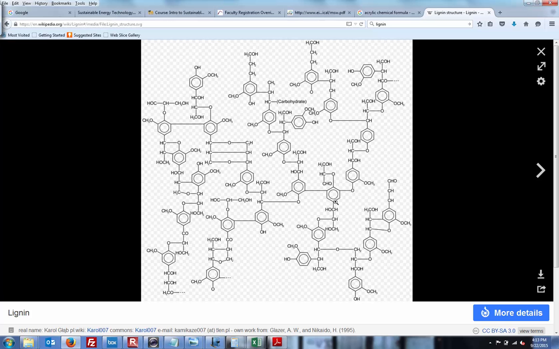Pretty amazing. We need to figure out how to do that and make better plastics, right? Because it's the same thing. We've been studying plastics lately. It's just carbon and hydrogen in a specific configuration. But lignin's something else.